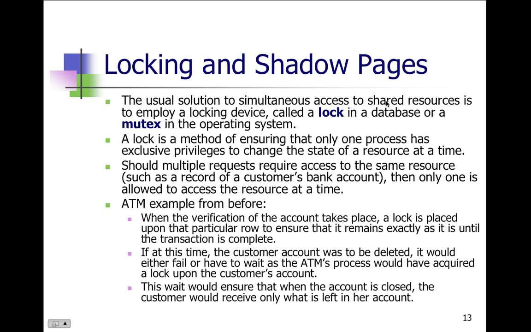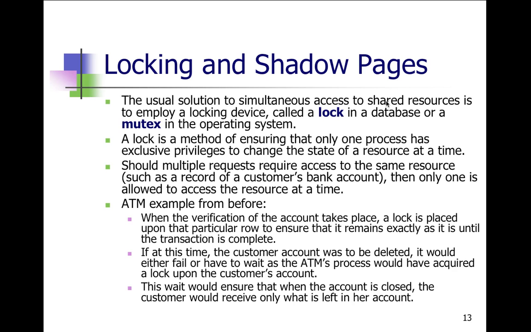So databases are just like applications. You can lock a transaction, you can lock an update, you can commit an update, you can manage all of these different things, and it's the business logic that somebody has to program into the application. It just doesn't happen on its own. The usual solution for simultaneous access to shared resources, and the shared resource might be your bank account, is to employ a locking device called a lock in a database or a mutex in an operating system. A mutex and a lock are pretty much the same thing. One's from a Unix perspective, the other is a database term.